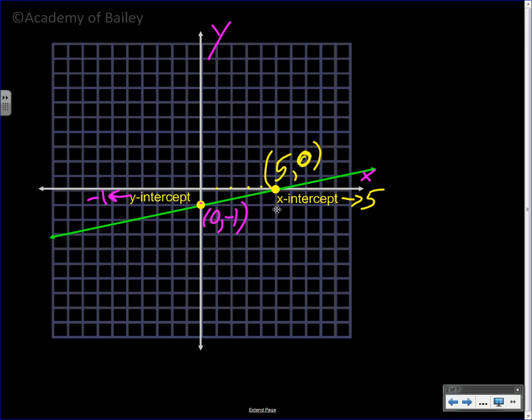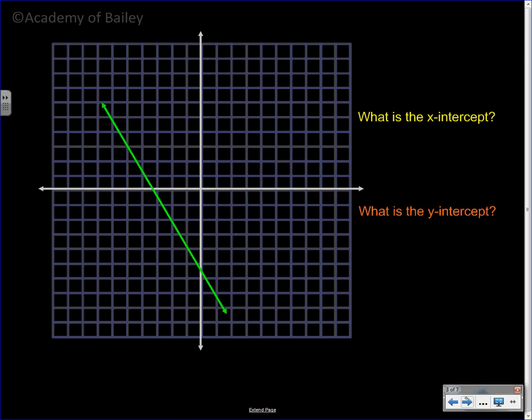Right now we're just identifying x and y intercepts. Here in the next few slides we're going to be having an equation and we're going to be calculating x and y intercepts. Two questions. What is the x-intercept? What is the y-intercept? Well, I'll help you out on the first one.